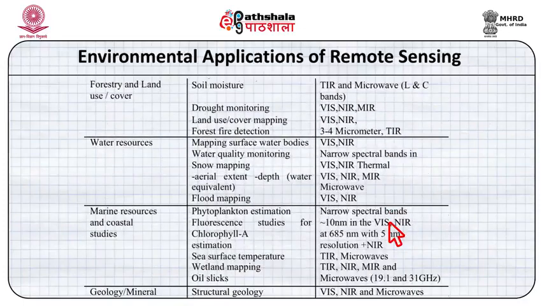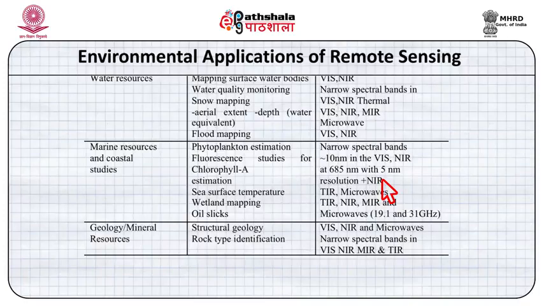We also use the thermal infrared region, where we have the range of 3 to 4 micrometer. For water resource studies, we can do mapping of surface water bodies, water quality mapping, and snow mapping, because snow and ice cover is melting at a very fast rate in today's age of global climate change, as well as areal extent, depth of water, and flood mapping. For that we use the visible region again, near infrared region, shortwave infrared region, microwave region, etc.